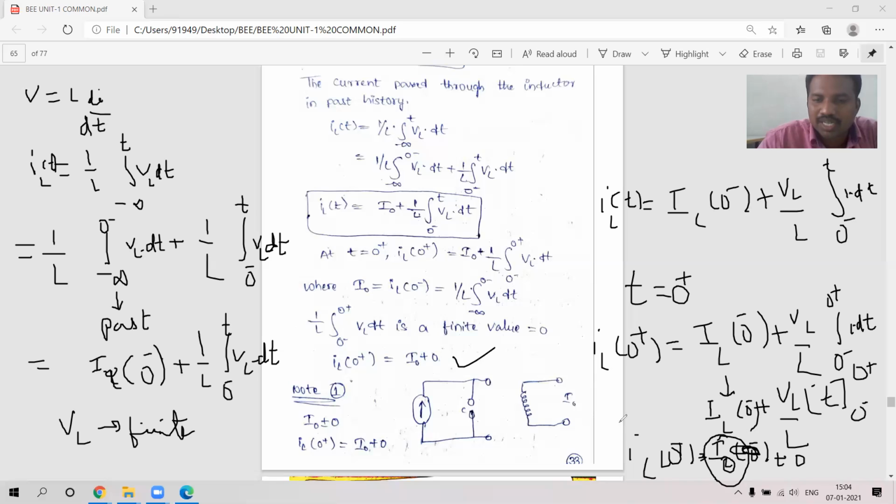Okay, you can see here, that is the I naught. We are getting two parts, no? One is I naught, another one is current at 0. And these two are current sources only, no? So this is the current source and this is also a current source, but it is an open circuit.